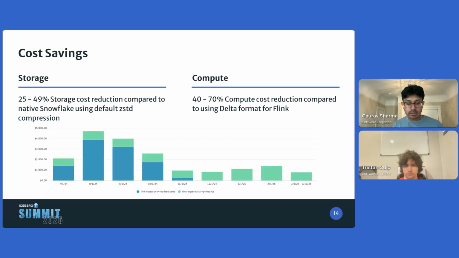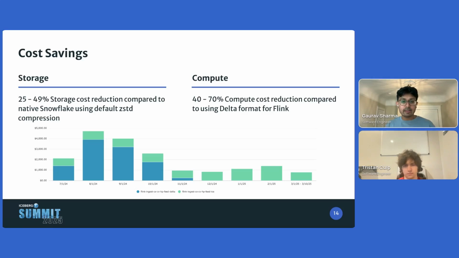So looking at Flink application cost savings here, we immediately saw a 25 to 49% storage cost reduction compared to our original Snowflake architecture just by using the default ZSTD Iceberg compression. So this is when we're uploading the data. When Flink is writing the data files, we're seeing a significant decrease in S3 storage cost, just from that default compression.